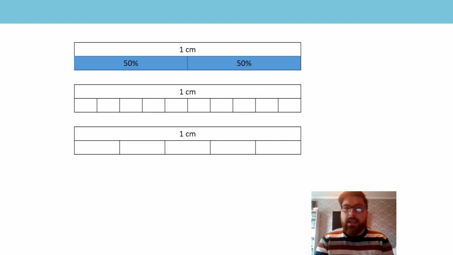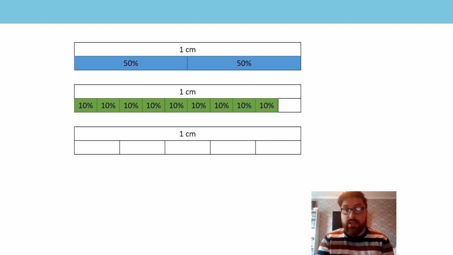I wonder what each one would be in the second bar model. Count how many equal parts the 1 centimetre has been divided into. 10, that's right. So what is the percentage of each part? 10%, that's correct. So each part is 10% of the whole. Okay? And if we were to add all those 10% up or multiply the 10 by 10, we would get 100%, wouldn't we? Now, I wonder if we can use that to help us with the next one.